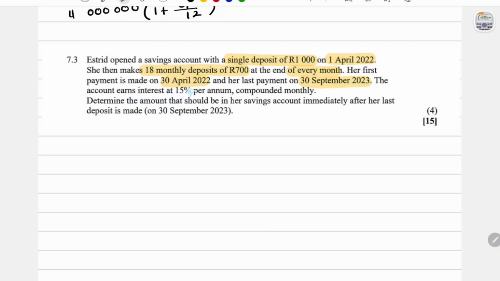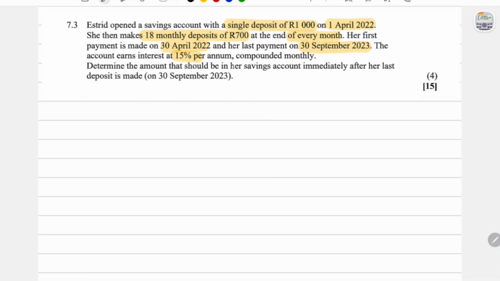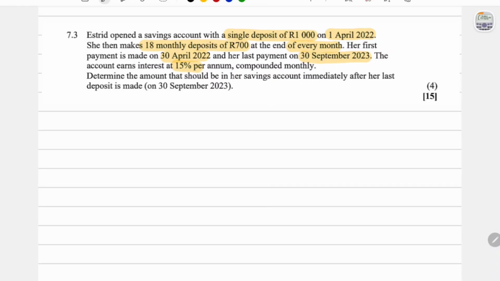So the account earns an interest of 15% per annum compounded monthly. I need to highlight that as well, okay? Compounded monthly. Determine the amount that should be in her savings account immediately after her last deposit is made. That is specifically on the 30th of September 2023. Okay, let's go ahead and create a timeline so that we can understand what's going on here. I'm not saying this is specifically timelines. I'm just creating a timeline just so that I can see what is going on.